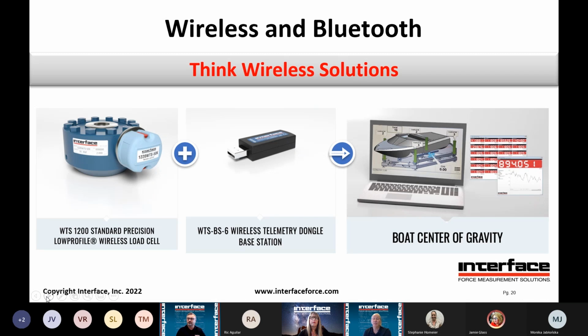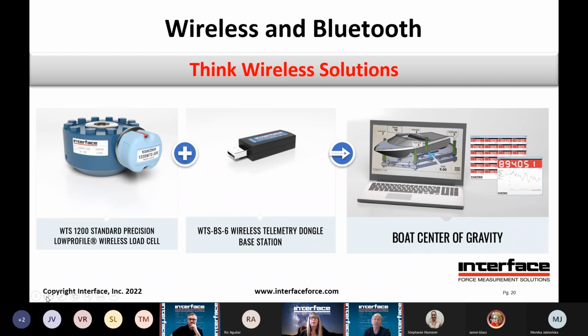So we're going to talk a little bit about thinking about some solutions that you could do with wireless. We've got our WTS 1200 series. So that's an integrated wireless module there. The blue module on the side has 2 AAA batteries in it. The range is up to 600 meters. In this particular example, we'll have 4 of them located in a frame that's holding a boat.